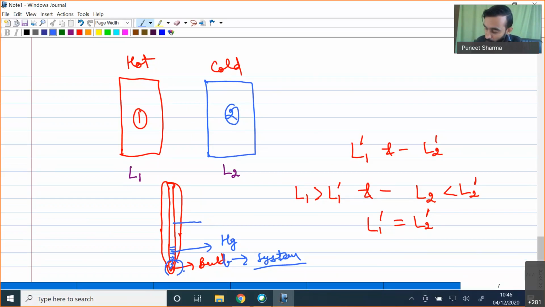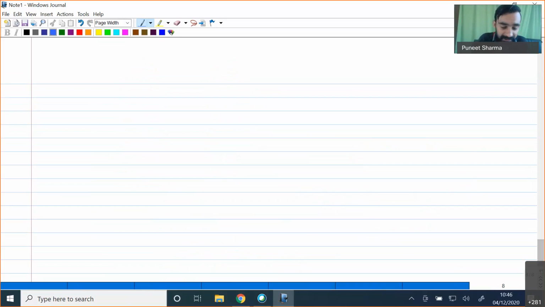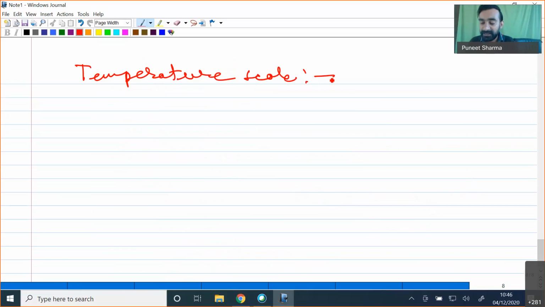Now these are the fundamental properties which may be employed for measurement of the temperature. But now comes a very important point: how to define the scale of the temperature. Like for pressure, I have told you that zero pressure corresponds to absolute vacuum. Likewise, how can we define the scale for the temperature, that is, what will be the zero value of the temperature?